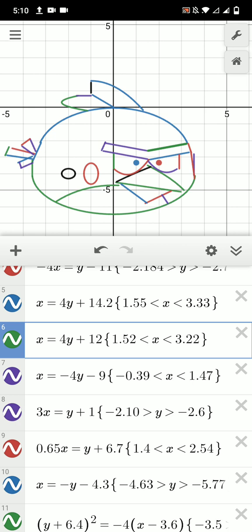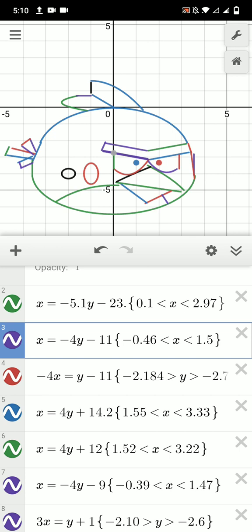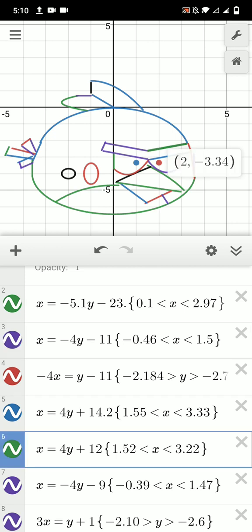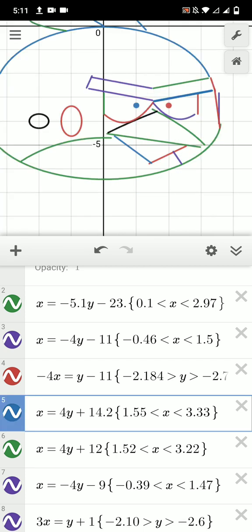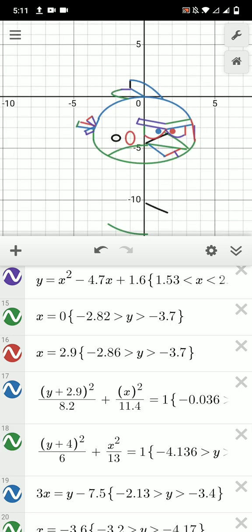And let's move on to the lower part of his eyebrow. This function here, x = -4y - 11, has the domain of x greater than -0.46 but less than 1.5. This here, the lower eyebrow of my Angry Bird, has the function x = 4y + 14.2, with the domain of x greater than 1.55 but less than 3.33.